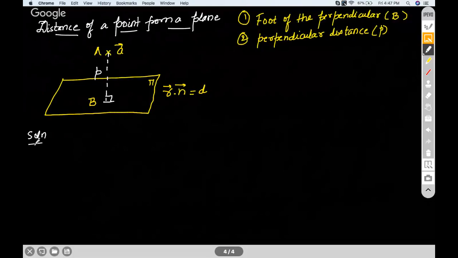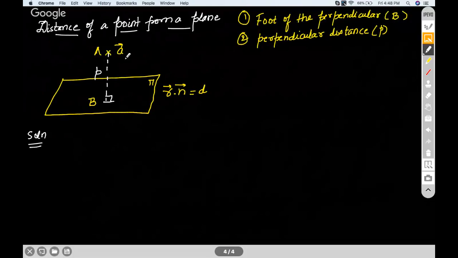Anybody having any idea? Ramcharan? Anybody having any idea? Kondinya? No, sir. No idea? No, sir. Okay, fine. So I'll help you out in this case.